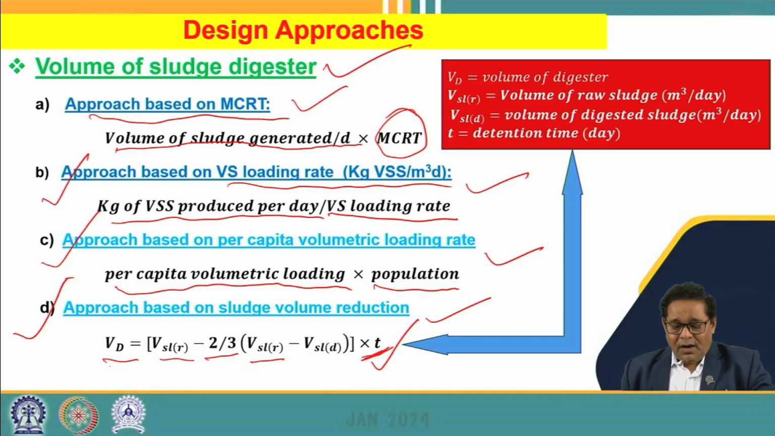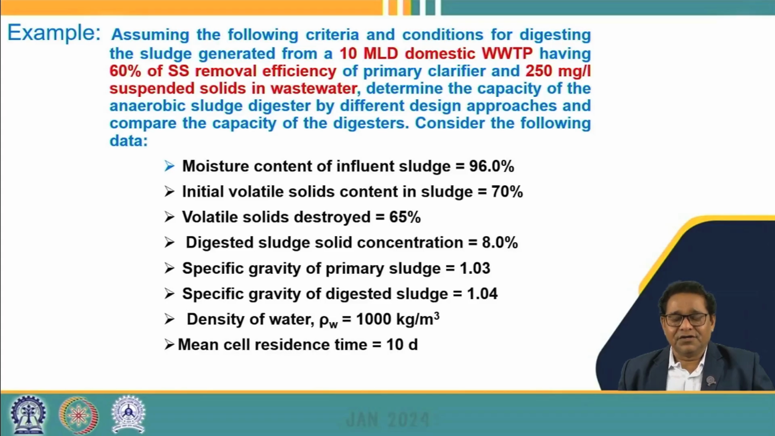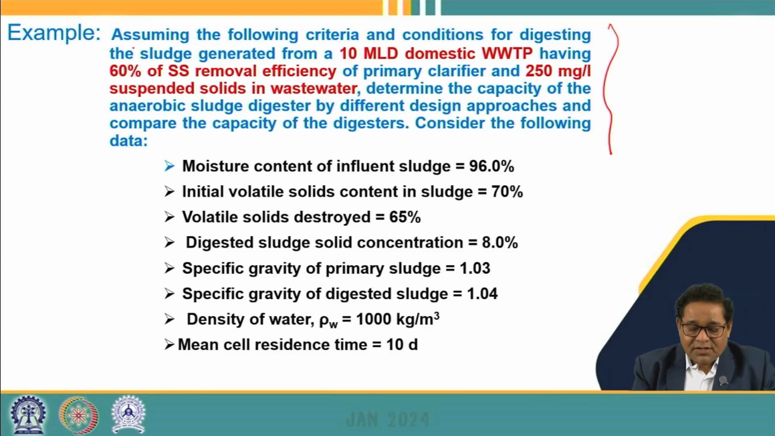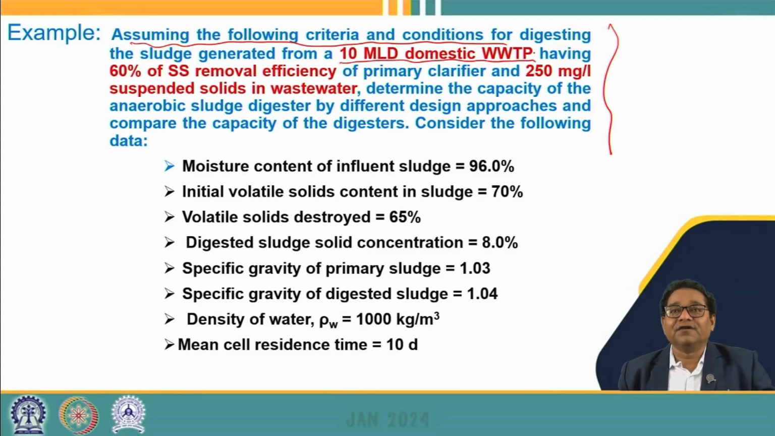So we have learnt here the different approaches, and how we can use them in determination of the volume of the digesters. For this we will see one numerical. If we read this numerical, it says: assuming the following criteria and conditions for digesting the sludge generated from a 10 MLD domestic wastewater plant.